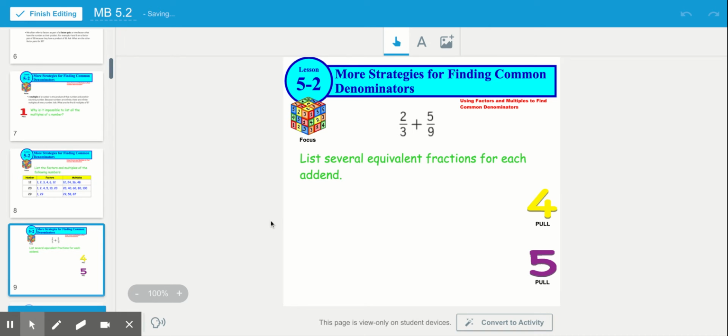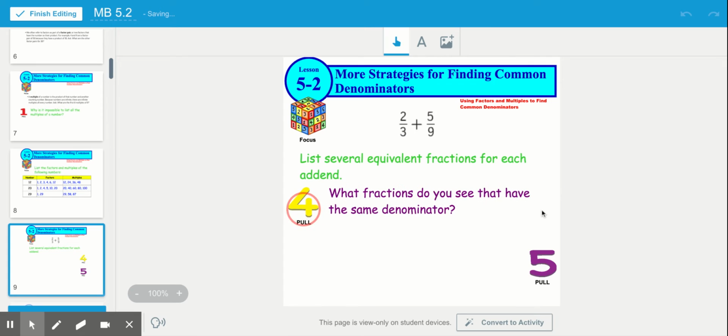So we have 2/3 and 5/9 here. It's asking us to list several equivalent fractions for each addend. So we have 2/3, we would want to create equivalent fractions for it. And we have 5/9, and we would want to create equivalent fractions for that.